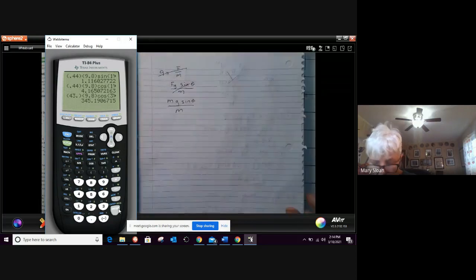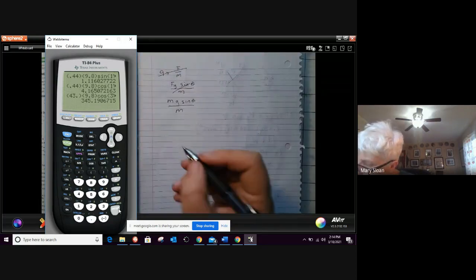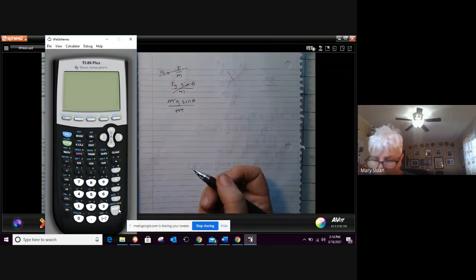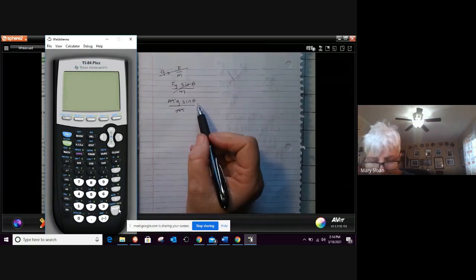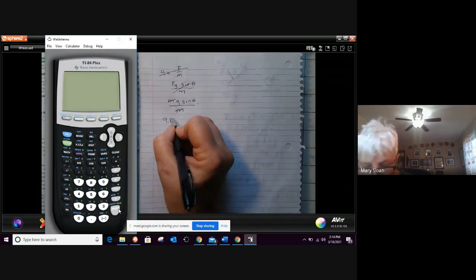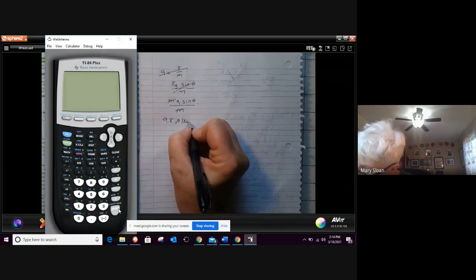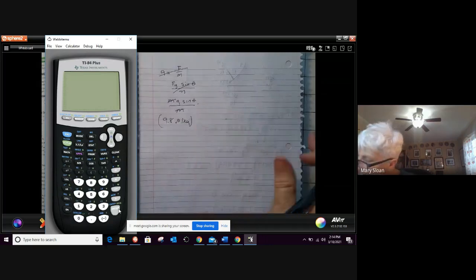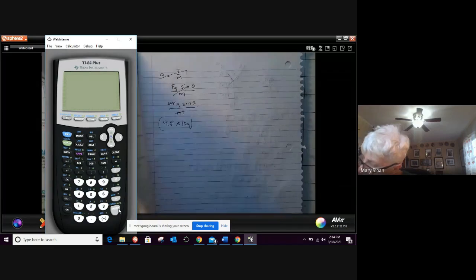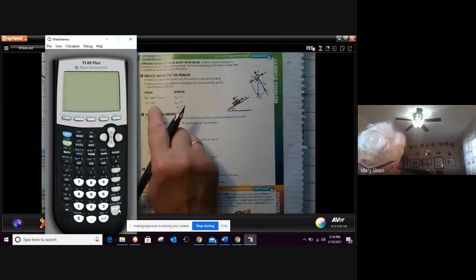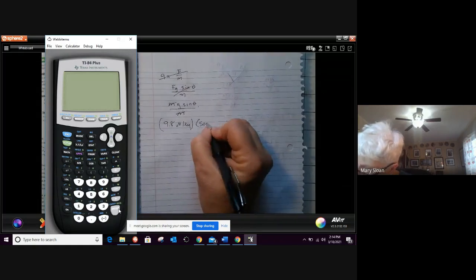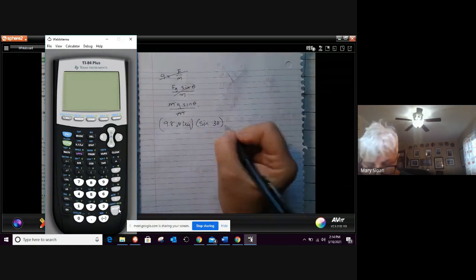So we start with first, since m cancels m, right? The only thing we have left is gravity, sine, and then the angle. Well, we know that it's 9.8 newtons per kilogram. We know the angle is going to be 30 because that was based on the problem before. See, the angle was 30. So we're going to do sine 30.